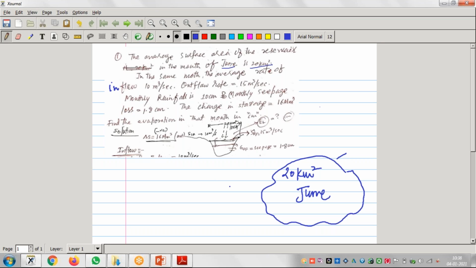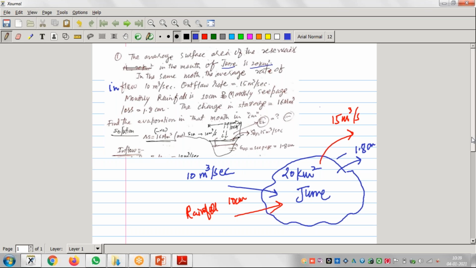Average rate of inflow, means some quantity of water is coming, which is 10 meter cube per second incoming in the river. Outflow rate is 15 meter cube per second. Some amount of water is going out, that is 15 meter cube per second. Monthly rainfall is 10 centimeter, so rainfall is also coming. That is 10 centimeter rainfall is also incoming. And monthly seepage loss means some amount of water is also going. That is 1.8 centimeter.